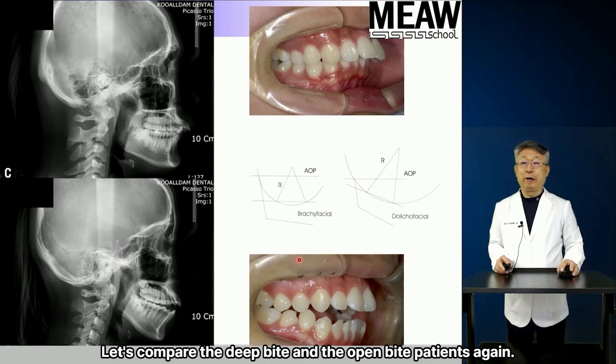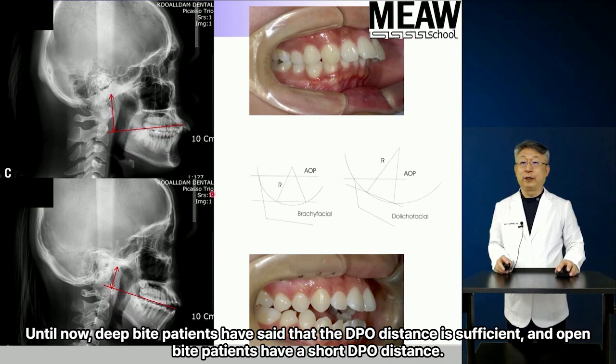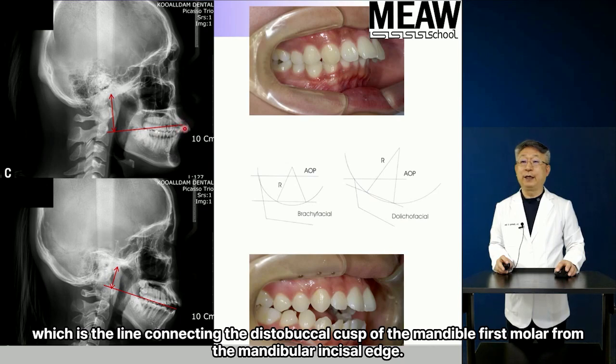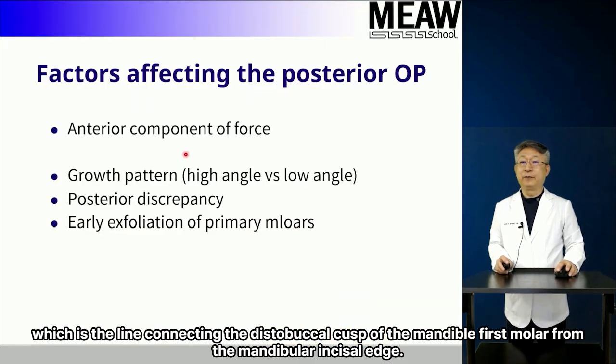Let's compare the deep bite and the open bite patients again. Until now, we have said that deep bite patients have a sufficient DPO distance, and open bite patients have a short DPO distance. The occlusal plane used at this time is the gnathologic occlusal plane, which is the line connecting the mandibular incisal edge to the distobuccal cusp of the mandibular first molar.